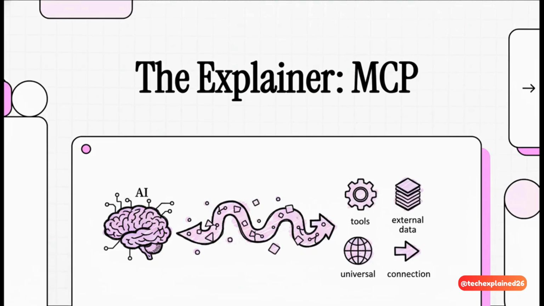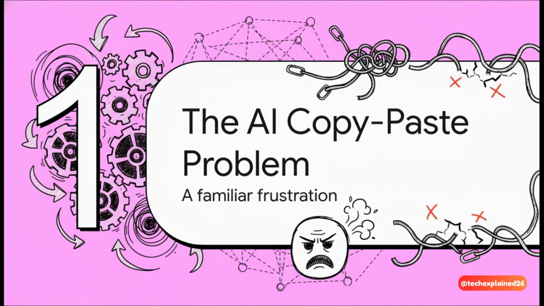All right, today we are diving into a protocol that is, and I'm not exaggerating, quietly changing everything about how we use AI. It's called the Model Context Protocol, or MCP. And if you have ever felt that frustration with your AI assistant, well, this is the solution you've been waiting for. So, first things first, let's talk about a problem that I am willing to bet feels very familiar.